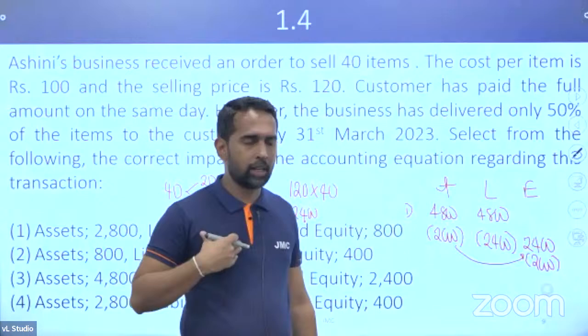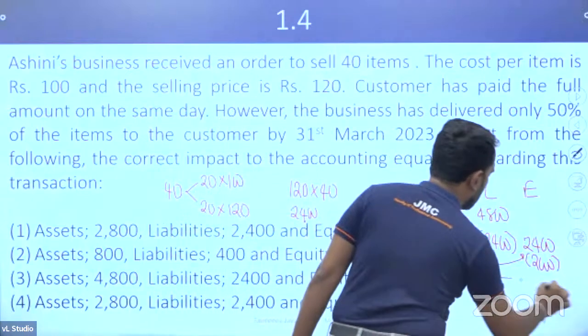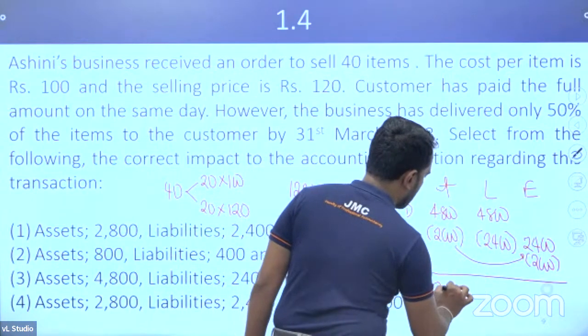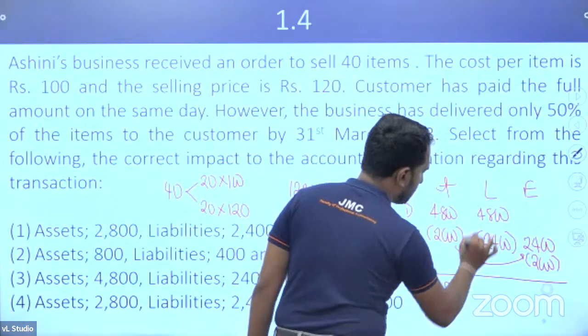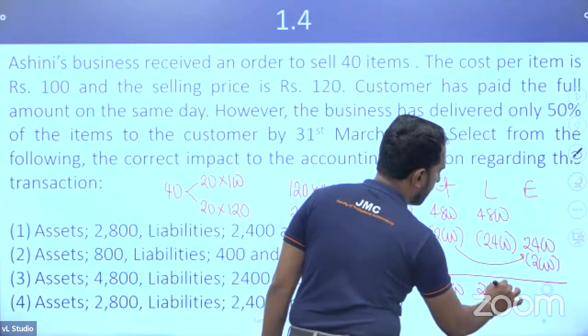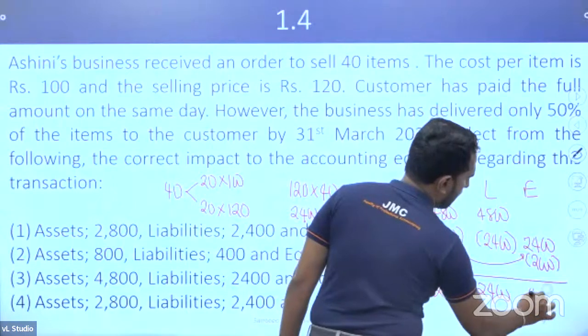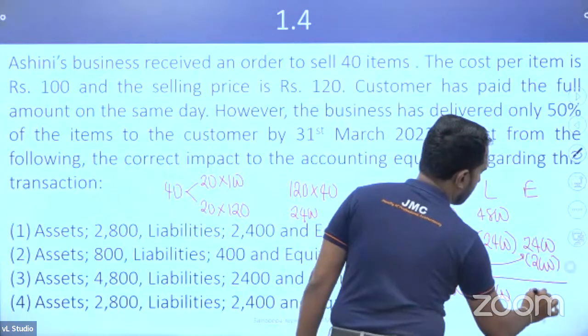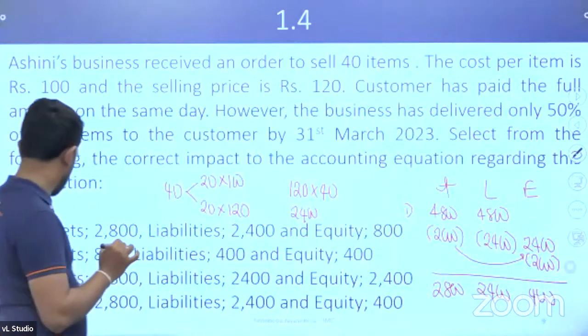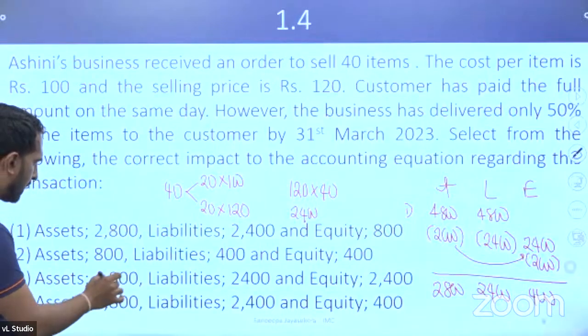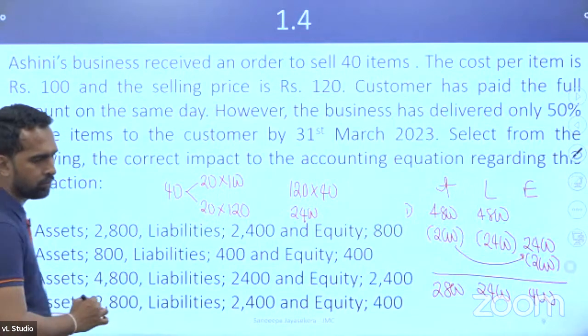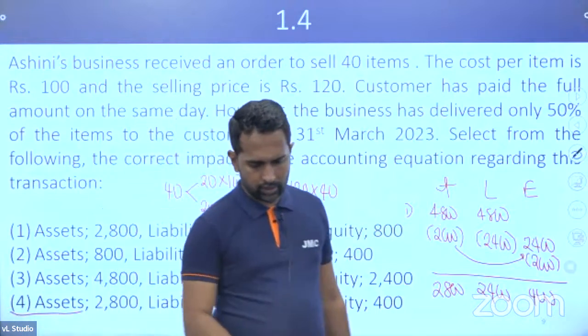We can recognize the revenue. So if you take the net, 2800 here, 2400 here, and here is 400. So the correct answer is going to be number 4. 4 is the correct answer.